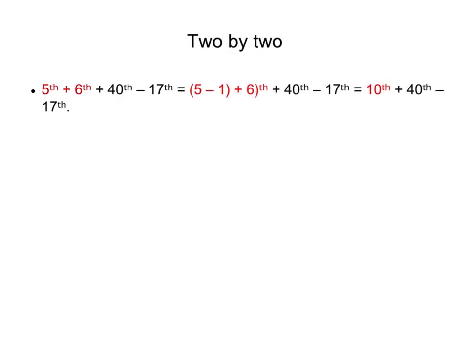We can always add them two at a time, of course. Add two intervals and add the result to the next interval, and so on, until we're done. Let's talk about the first of the sums. We add the 5th and 6th. We get 10th plus 40th plus 17th.